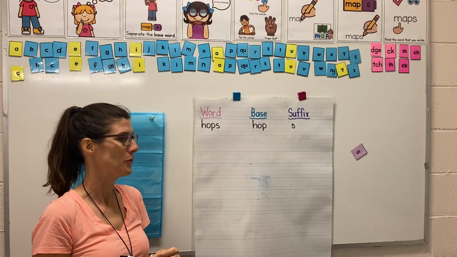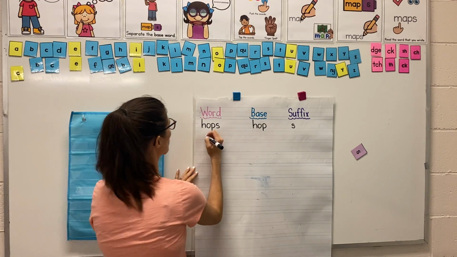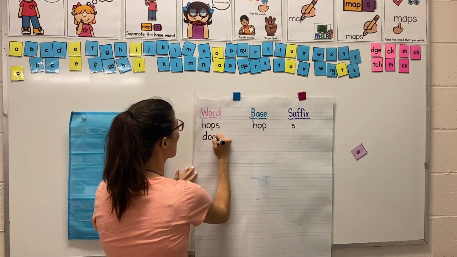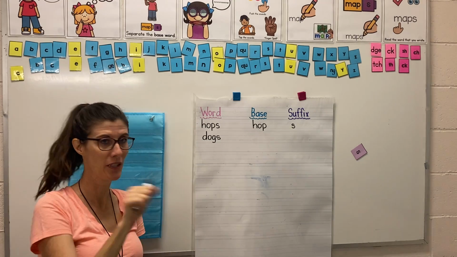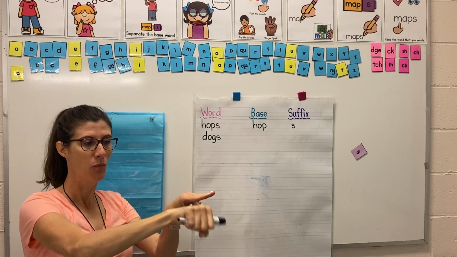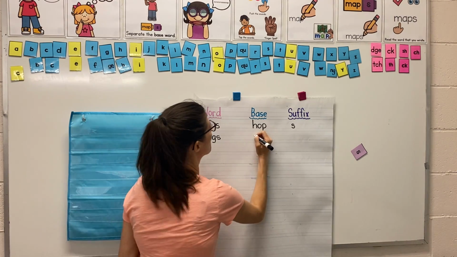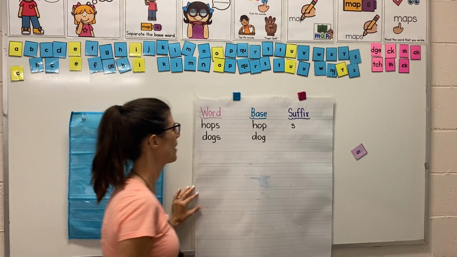Okay, now let's do dogs. I'm going to write the word dogs. I'm going to ask the student to use it in a sentence. And then I'm going to say, what's the base word in dogs? And if you need to, you can use your dogs. What's our base? Where's most of our meaning? Dog. Okay, dog. And then what is our suffix?